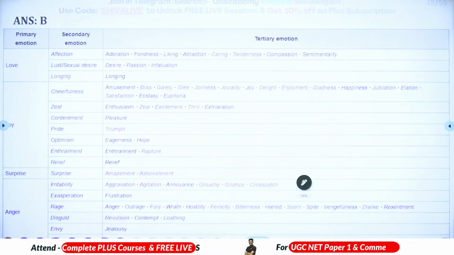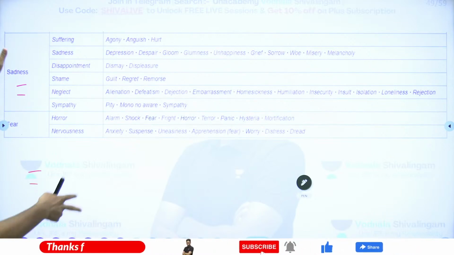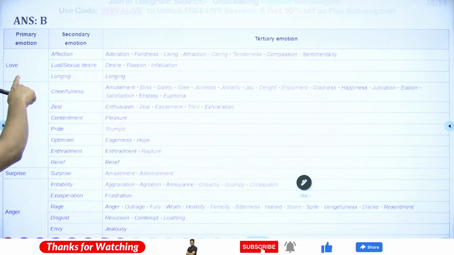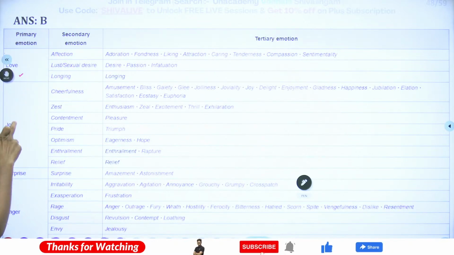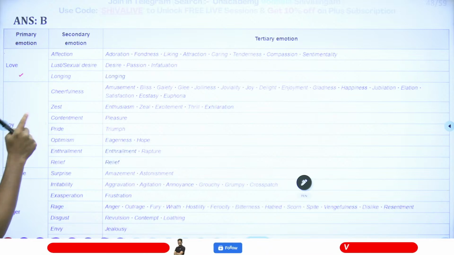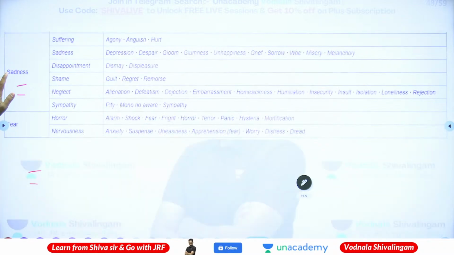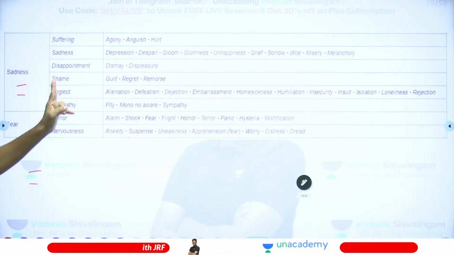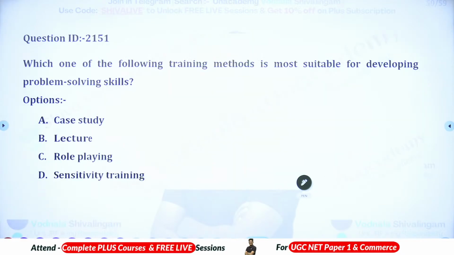So you can see love, joy, surprise, anger, sadness and fear are the primary emotions. Secondary emotions are part of it. Under love there will be affection, lust and longing. Joy has cheerfulness and pride, surprise, and anger has irritability, rage, envy and disgust. Sadness has suffering, disappointment, shame, neglect, sympathy, and fear is the primary component. Next.